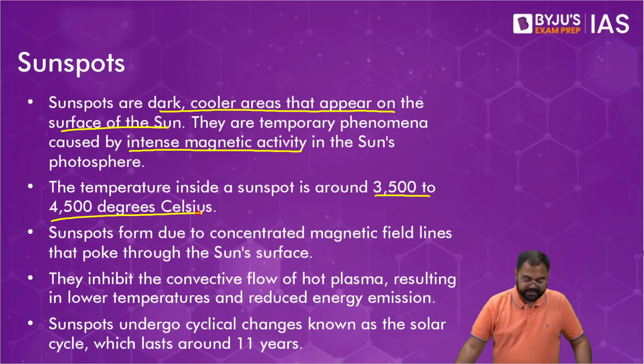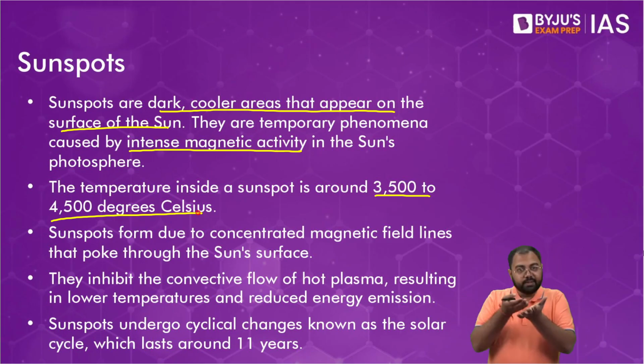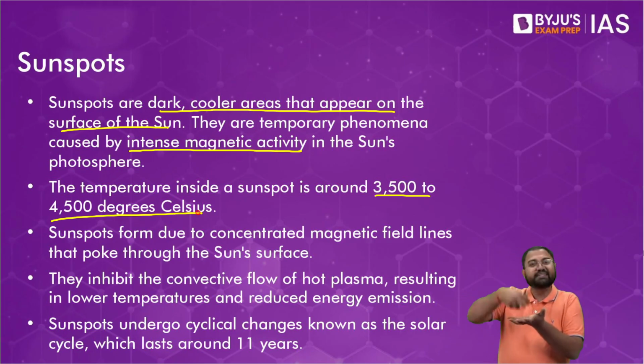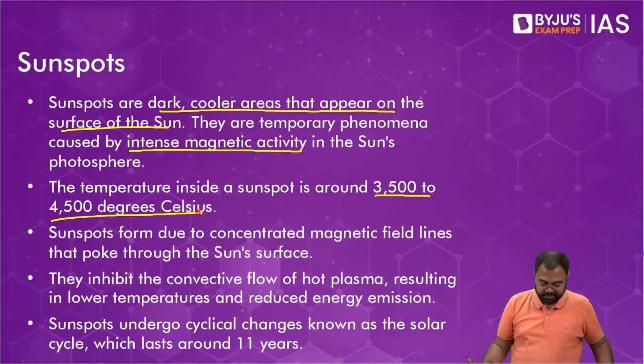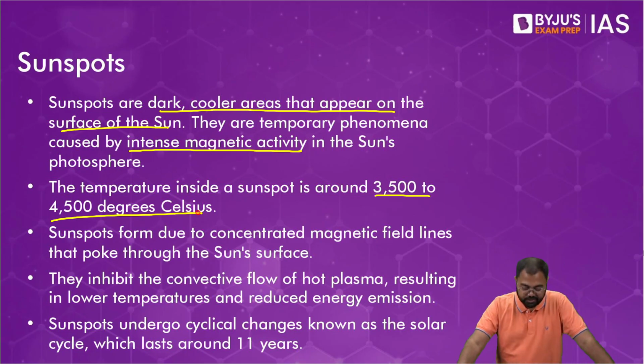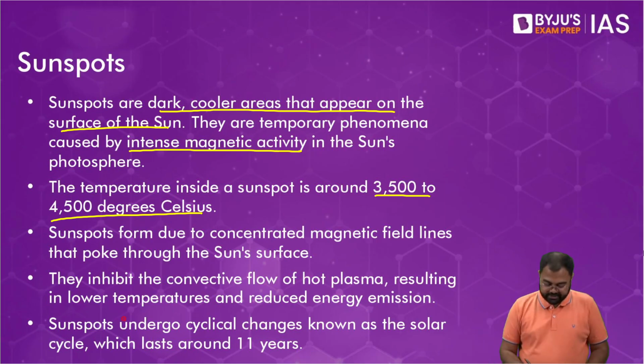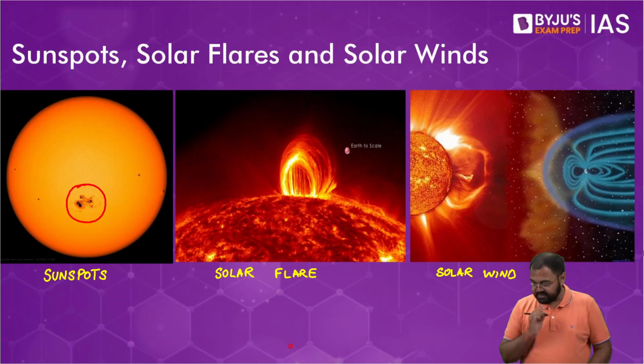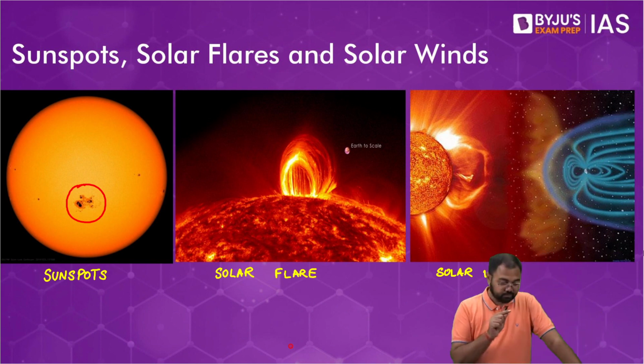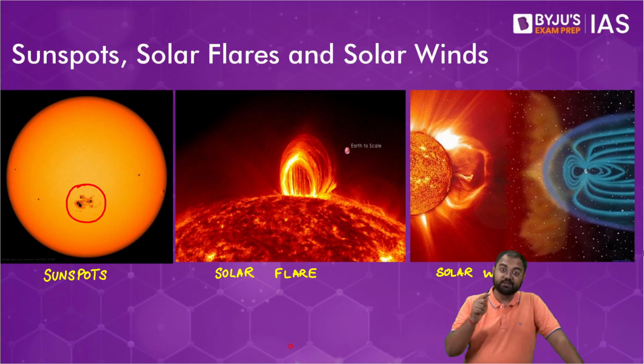Now what we see is that from these kinds of areas, the magnetic particles or energy particles are released out of the sun, and that is what causes this kind of sunspot. Now, one thing to remember is that sunspots undergo cyclic changes known as the solar cycle, which lasts around 11 years. What we mean is that if a sunspot has appeared at this particular point, 11 years later, at the same spot, a sunspot will again re-emerge.